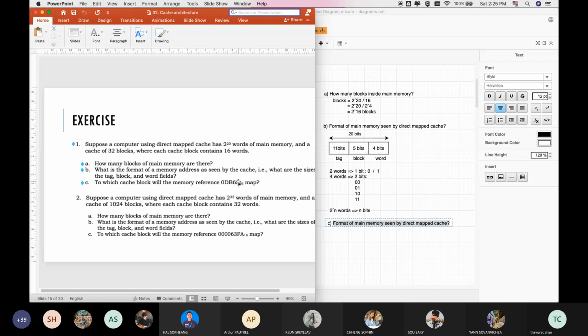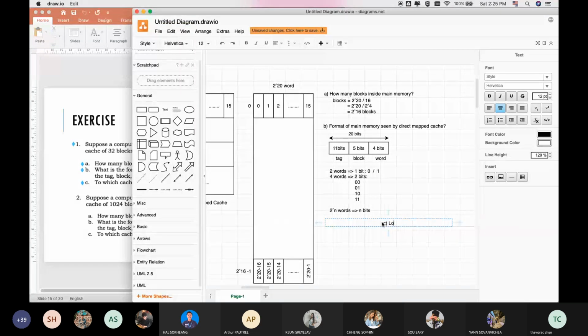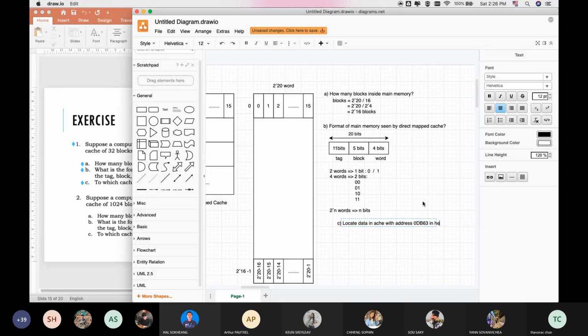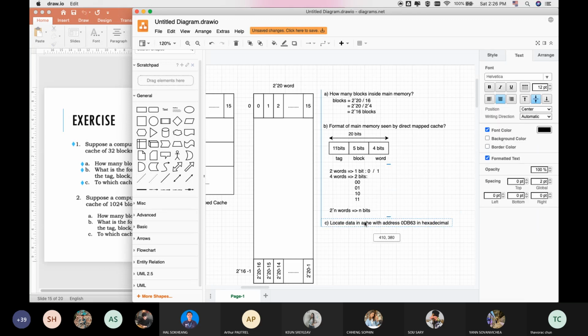What can we do? Okay, so here let me type some question here: locate that data in cache with address 0db63, and it is in hexadecimal. Okay, so the question C here.